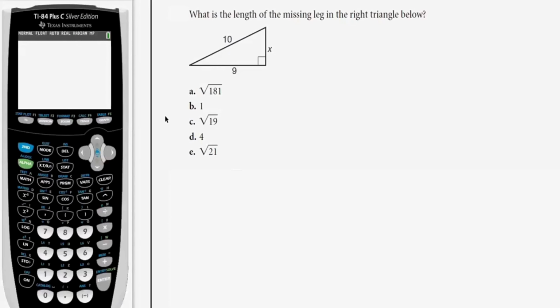In this video, we're going to learn how to solve this ACT math question easily and fast using the TI-84 plus scientific calculator. Alright, so the question says, what is the length of the missing leg in the right triangle below? Now guys, this question is very simple. We're going to apply Pythagoras rule to solve it. So Pythagoras rule states that in a right triangle, the square of the hypotenuse equals the sum of the squares on the other two sides. So in this right triangle, where we have 10 is the hypotenuse side, where we have 9 is the adjacent side, and where we have x is the opposite side of the right triangle.